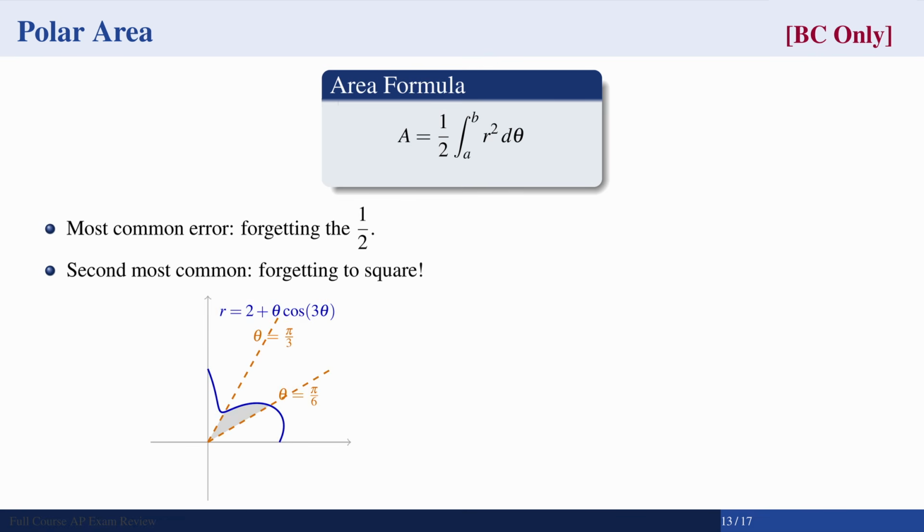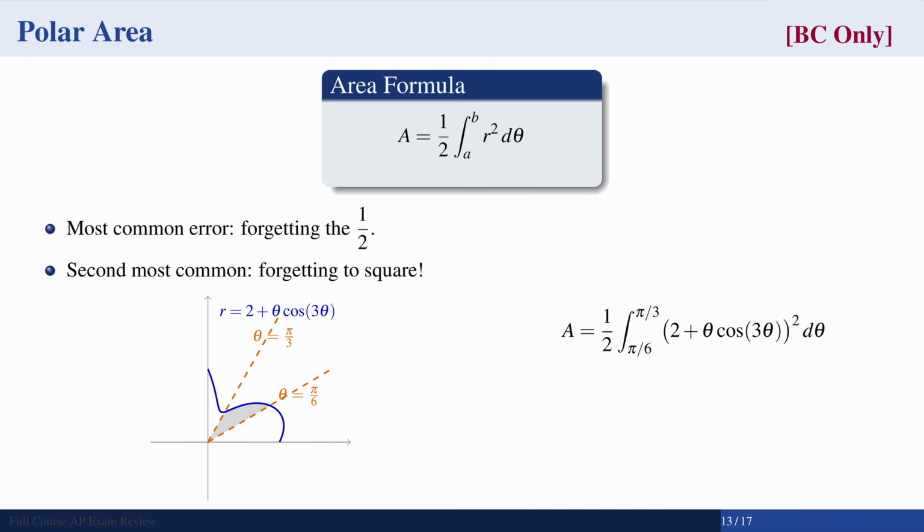Here's a picture of a polar region, and I've included theta equals pi over 6 and theta equals pi over 3. If we wanted to find the area of this region, we would just set up 1/2 the integral from pi over 6 to pi over 3 of the quantity 2 plus theta cosine 3 theta, squared, d theta. There's a lot of places you could screw up typing that in. Make sure you put r in parentheses so that when you square it, you're truly squaring everything.